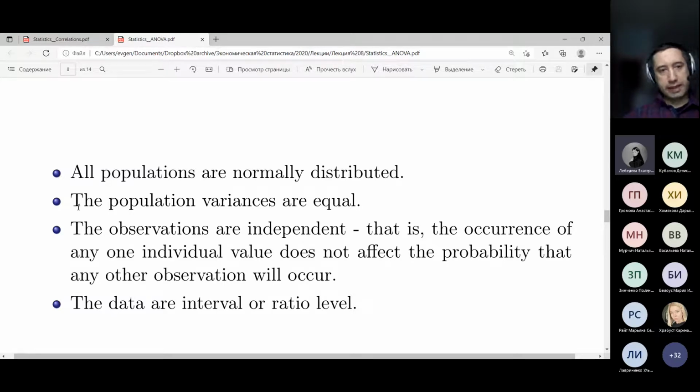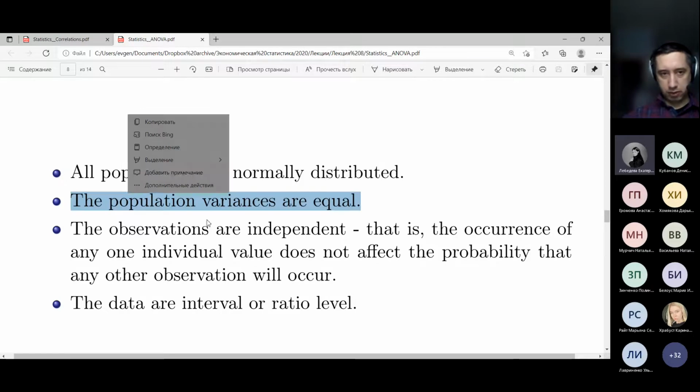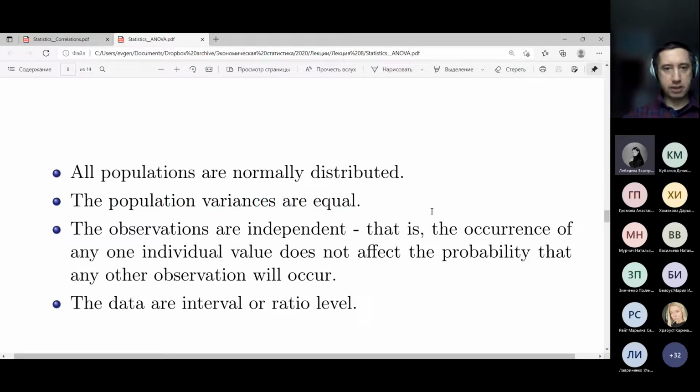Next assumption is pretty important. Population variances are equal. We know that they are normally distributed. You know that when variances are different, some distributions could be very narrow, other distributions could be wide. Well, it's easy to imagine. But here we assume that all distributions have the same width, meaning that all population variances are equal.